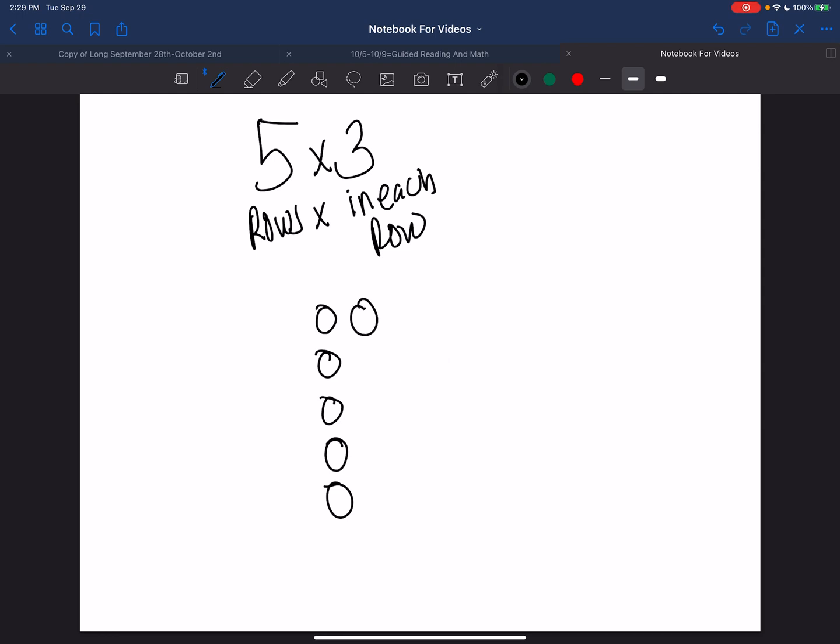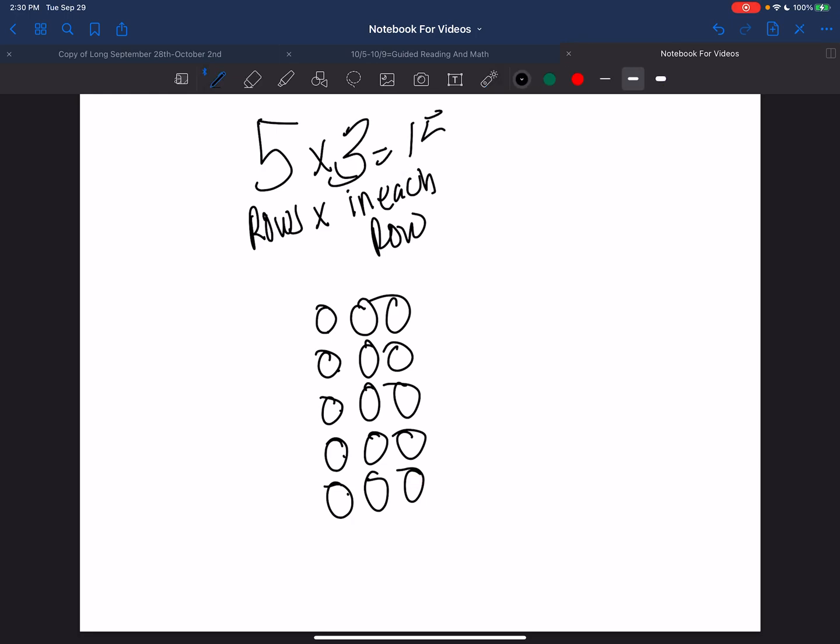So 1, 2, 3 in each row. And now 5 times 3, all I have to do is count. 1, 2, 3, 4, 5, 6, 7, 8, 9, 10, 11, 12, 13, 14, 15. Oh, 5 times 3 equals 15.